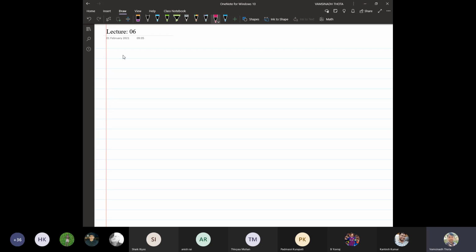Now today we are going to see another method called LU factorization or LU decomposition method. What do we mean by LU decomposition method? Here, L represents a lower triangular matrix and U represents an upper triangular matrix.